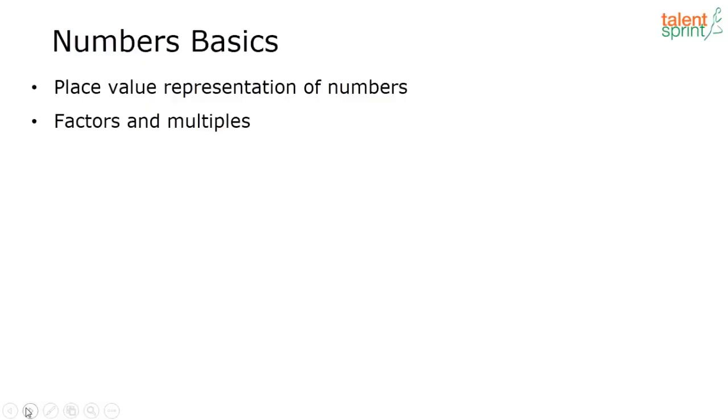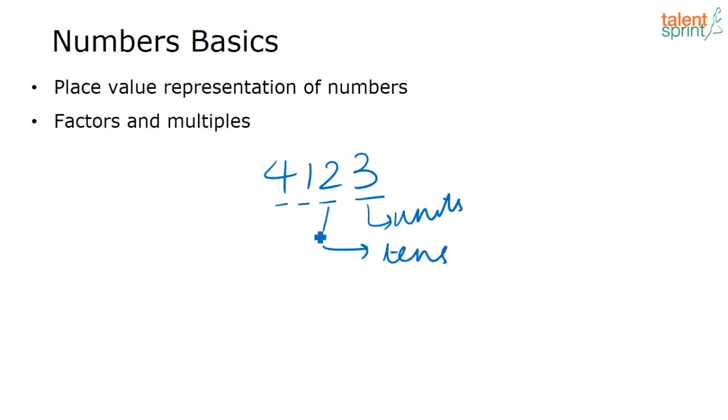The first and foremost thing that you should know in numbers is the place value representation of numbers. If you have a number, let us say 4, 1, 2, 3, each digit in a number has a place value according to its position. We say that digit 3 is in the units place, digit 2 is in the tens place, digit 1 is in the hundreds place, and digit 4 is in the thousands place, and so on. This is called the place value of each digit in a number.